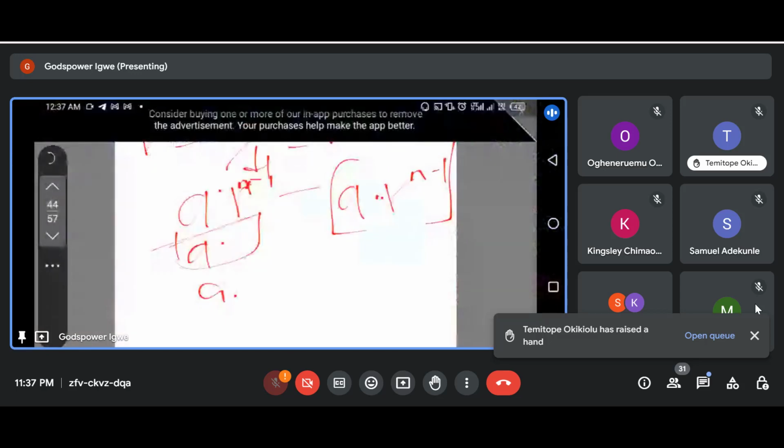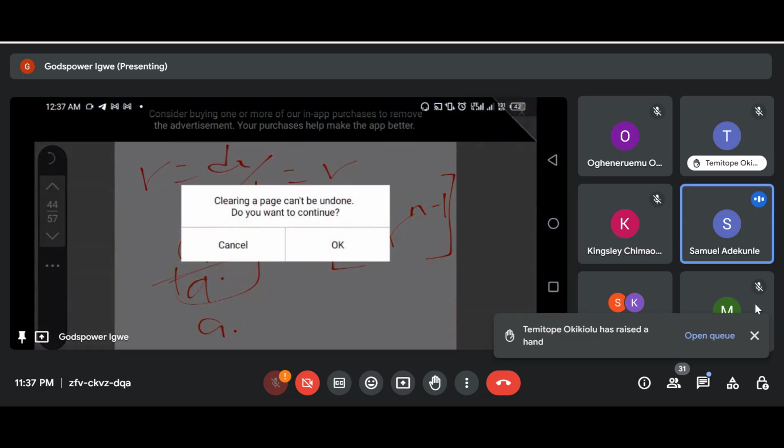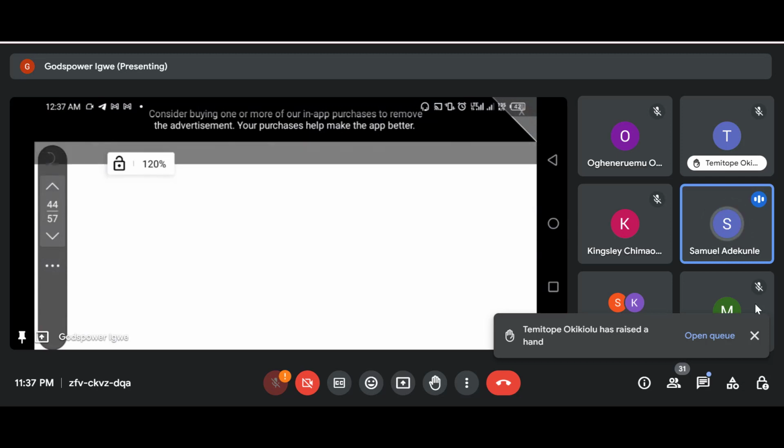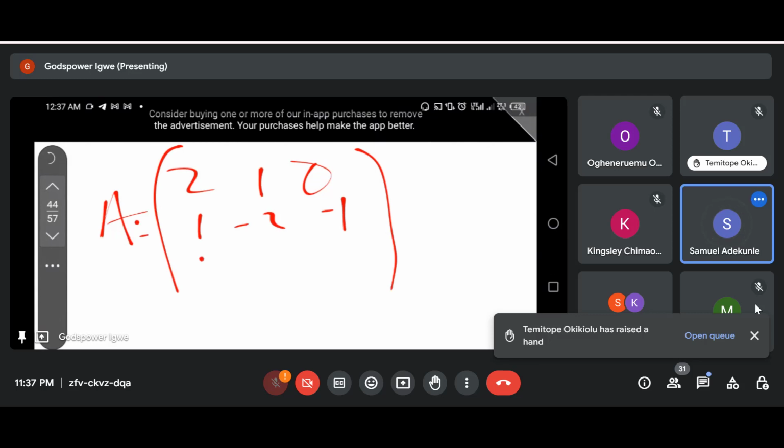All right. Please call these numbers to me. On the first row, 2, 1, and 0. On the second row, you have 1, minus 2, and minus 1. And the third row, there is 1, 3, 5.